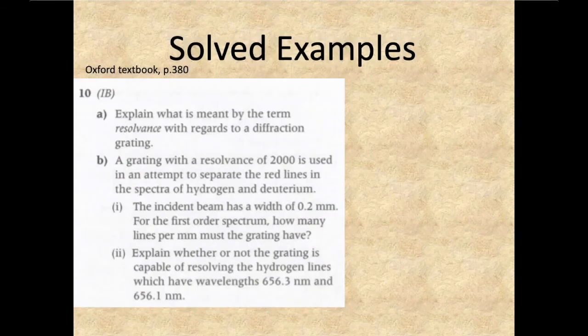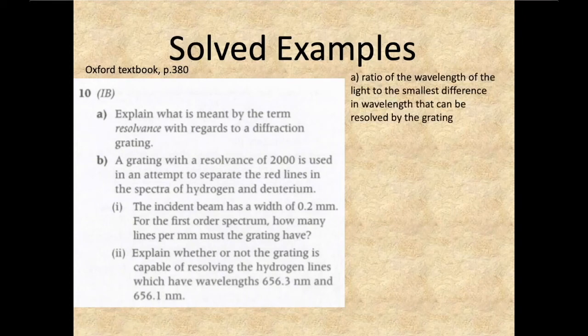Here's another example from the textbook, end of chapter questions of topic 9. Explain what is meant by the term resolvance with regards to a diffraction grating. That's a definition you can give as such. And then you have a numerical calculation. You have the resolvance factor to be 2000, so this is R. And we have the incident beam, which has a width of 0.2 millimeters. For the first order maximum, that means we're going to use M equals 1. How many lines per millimeter must the grating have?